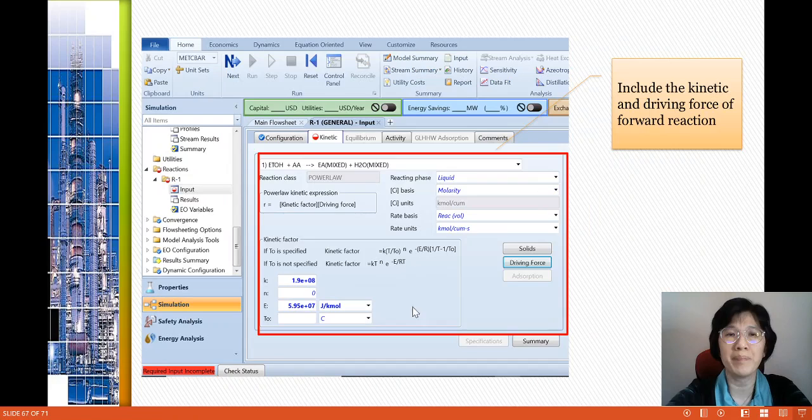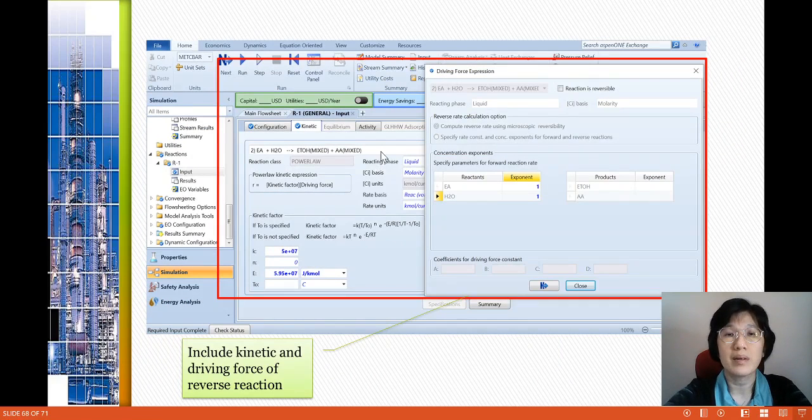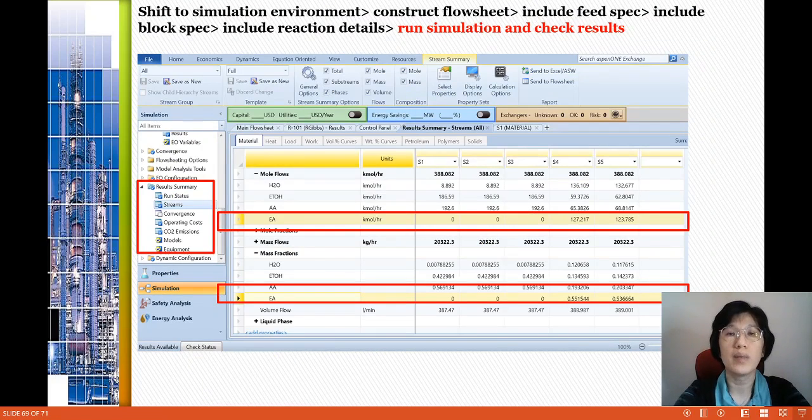Driving force for the first reaction you have to put in on your own. First order in the ethanol and first order in acetic acid. If you choose the second reaction in the drop down list, and then you put in the kinetic details, this is an area for you to put in the driving force, the order of reaction. So everything is the same with the forward reaction, but in this case the order of reaction is first order in the ethyl acetate and first order in the water. Right. So once all the details are included, then just run the simulation and check the result.